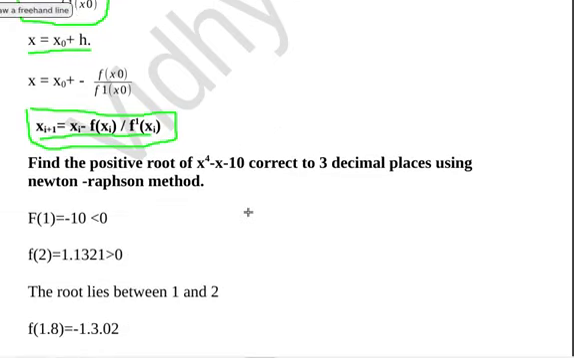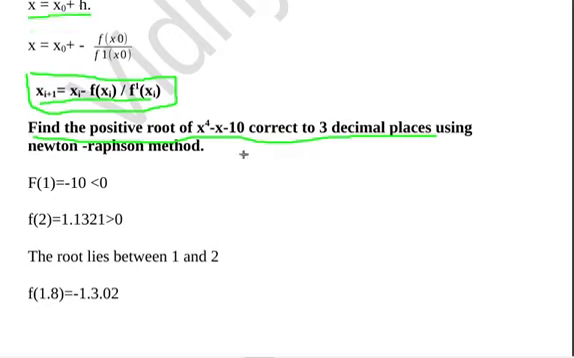So let's see with an example how we can do this. Example: find the positive root of x raised to 4 minus x minus 10 correct to 3 decimal places using the Newton-Raphson method. As usual, for every transcendental equation, first we need to find the value of x0. How can we find x0? We need to find two x values such that one will produce a positive result for the equation and the other will produce a negative value for the equation.